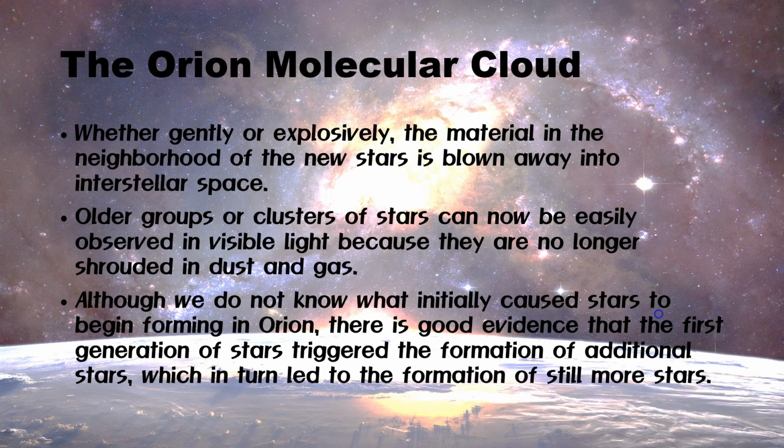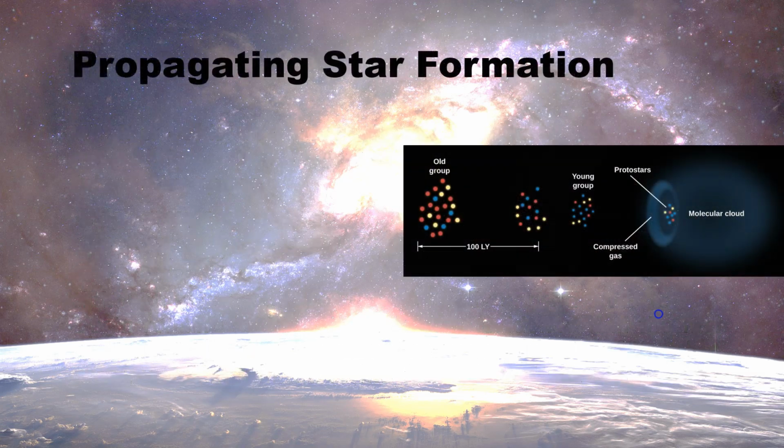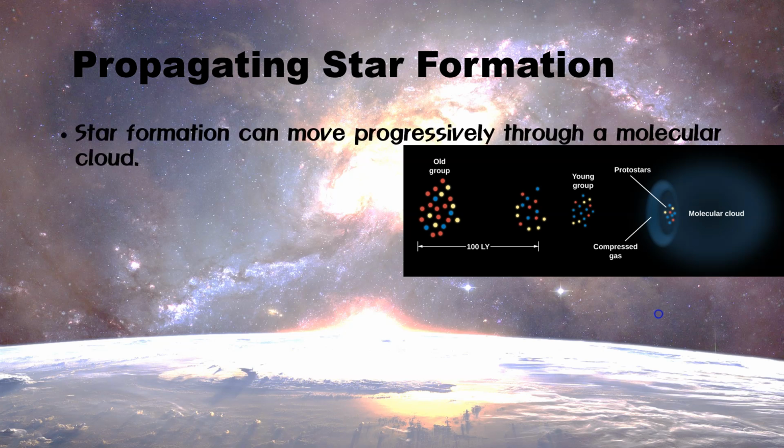And although we do not know what initially caused the stars to begin forming in Orion, there is some good evidence that the first generation of stars triggered the formation of additional stars, which then led to the formation of still more stars. And we call this propagating star formation. So star formation can move progressively through a molecular cloud.